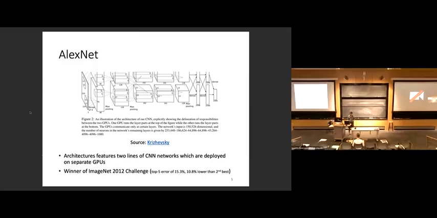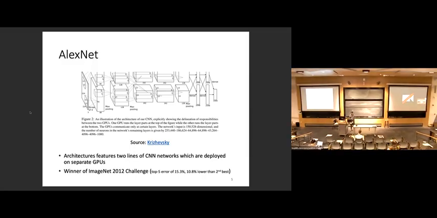So AlexNet is a CNN architecture that works as shown in the diagram. Essentially, there are two GPUs, and the first GPU runs one set of convolutions independently from the second part, which runs another set of convolutions, and then the results of the two are combined together. And this performed very well in the 2012 ImageNet competition.